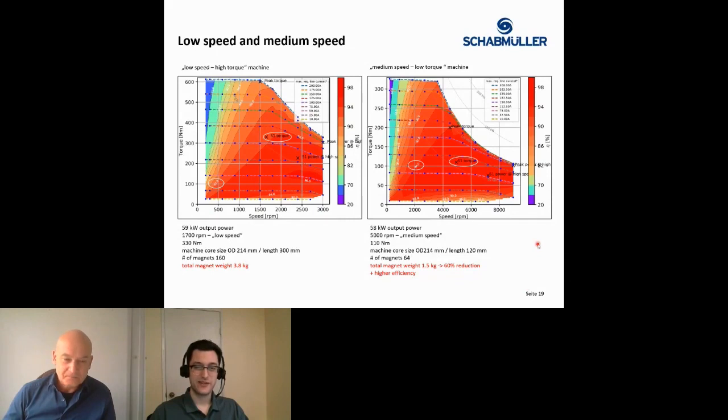Would it be necessary to add a gearbox to the medium speed, low torque machine in order to supersede the low speed, high torque machine's performance? Yes, of course, this is a valid question.